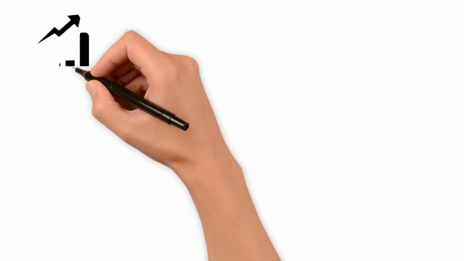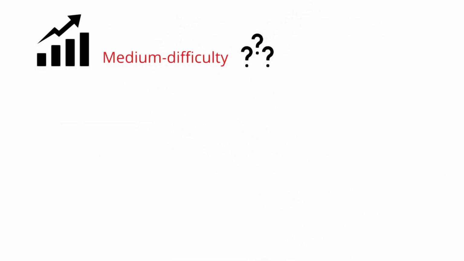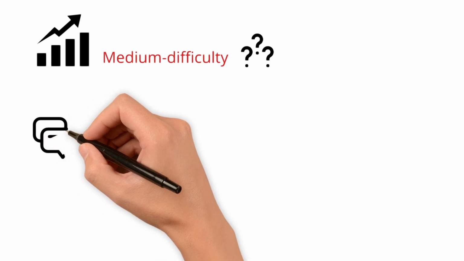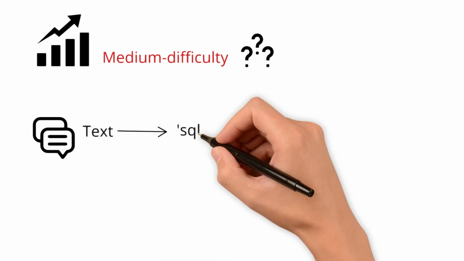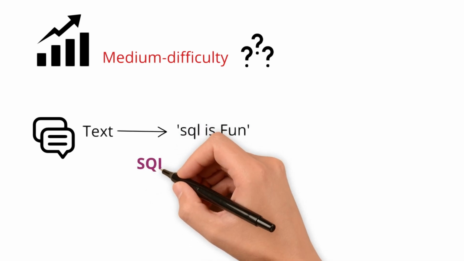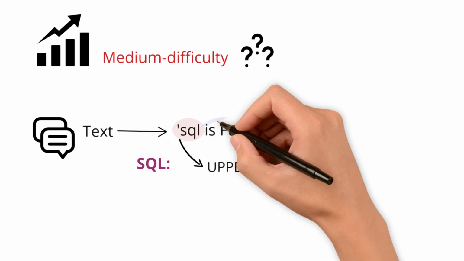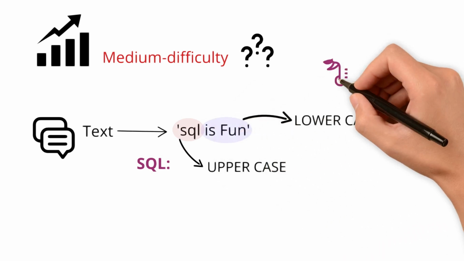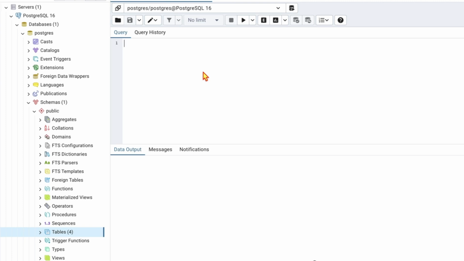Now, let's move to the next level with medium difficulty questions. Let's say you have a text description in mixed case, and the text is SQL is fun. Write a SQL query to convert the first part to uppercase and the remainder to lowercase. Time to open PostgreSQL. Let's have our question here.